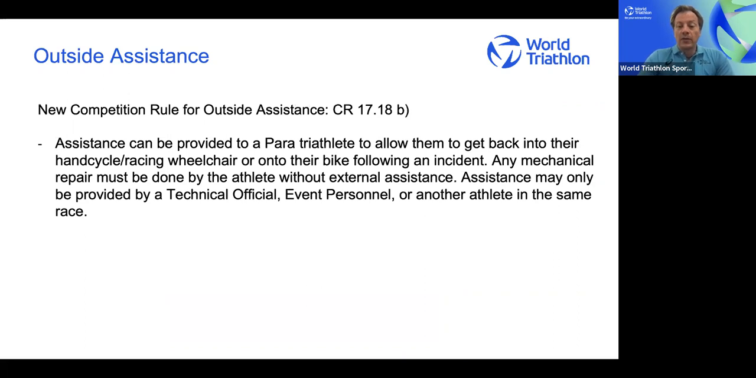There is a new rule in 2023 regarding the outside assistance that can be provided. It affects several of our paratriathletes, and basically it's about, in the case of any incident, they can be provided assistance in order to get back into their hand bike or racing wheelchair. However, mechanical issues still need to be repaired by the athlete without external assistance, unless they have a personal handler approved, as we have discussed before. But again, this assistance may only be provided by technical officials, event personnel, or another athlete in the same race.